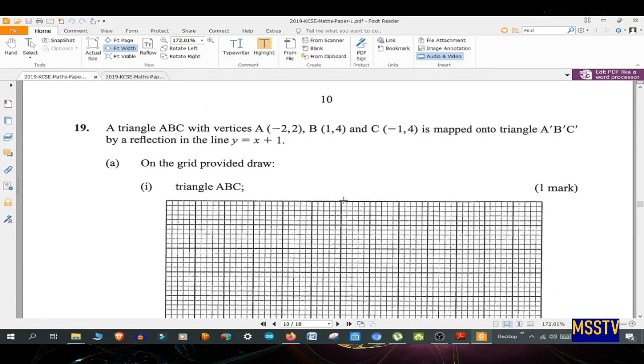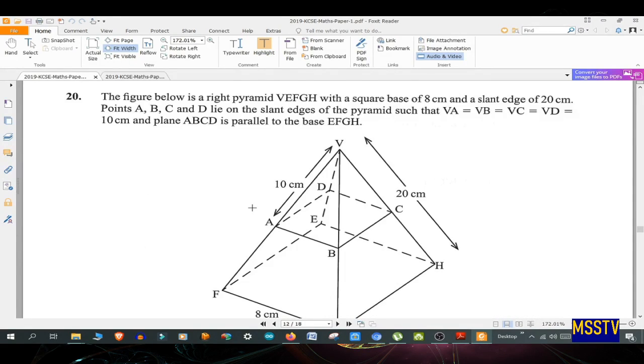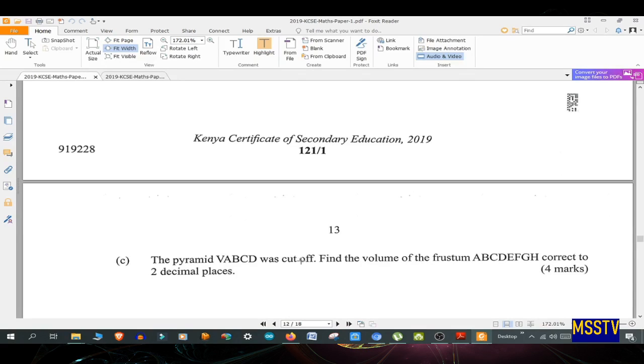Question 20 is on 3D geometry. The figure below is a right pyramid VEFGH with a square base of 8 centimeters and slant edge of 20. Points A, B, C, and D lie on the slant edge. So again, finding the angles between planes, between lines, finding lengths, etc. We're going to come back to that. And this looks like it's talking about volume also. Yes, volume of a frustum. So it's a combination of two areas. So we shall be solving that.